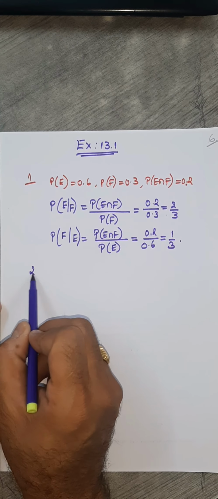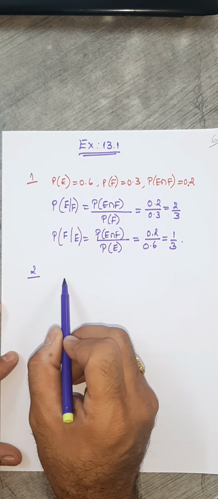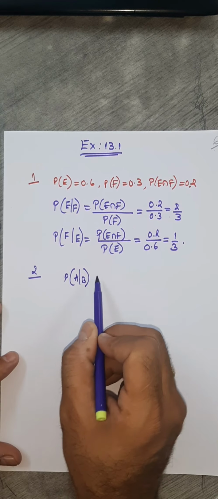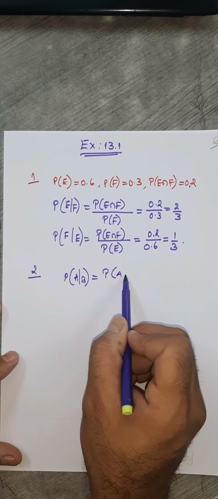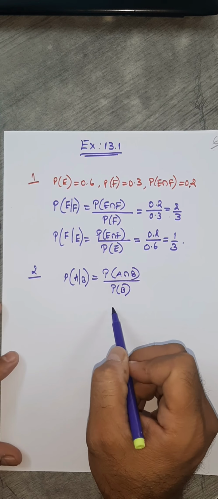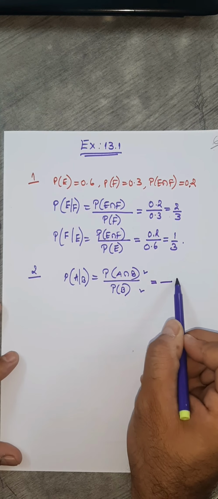Next question, you are asked to find P of A given the event B. So we write intersection upon P of B. You have both the intersection as well as P of B. Place the values and simplify.